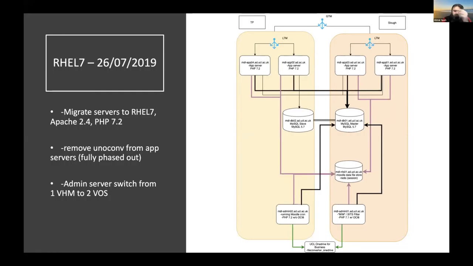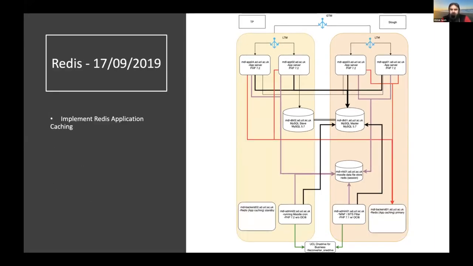So we first implemented the application caching, the entire lot in one, as a way to resolve this problem with NFS-based file caching. I think it was probably my next slide. So we added two servers, one on each site.